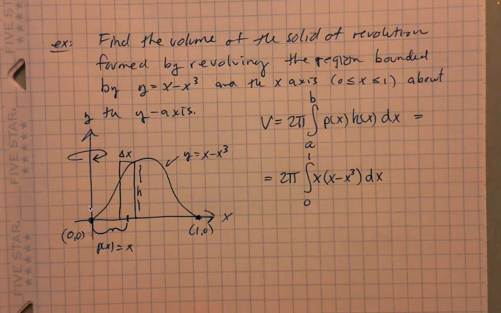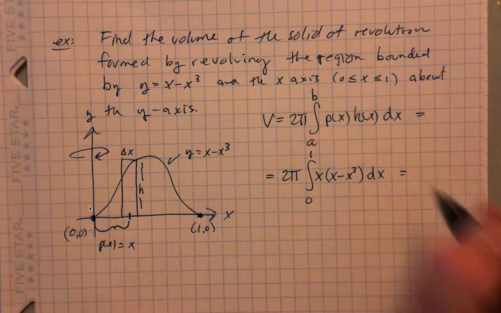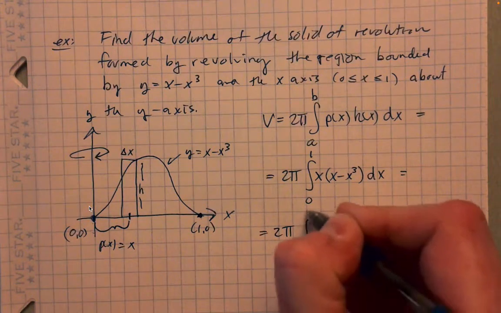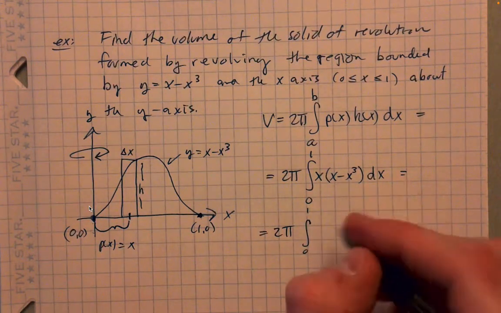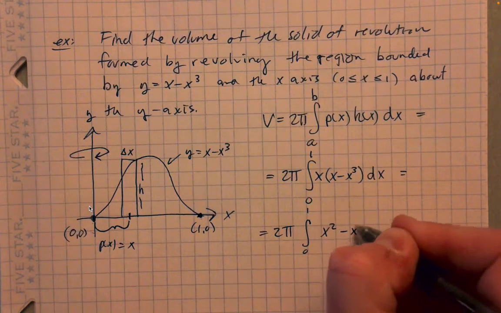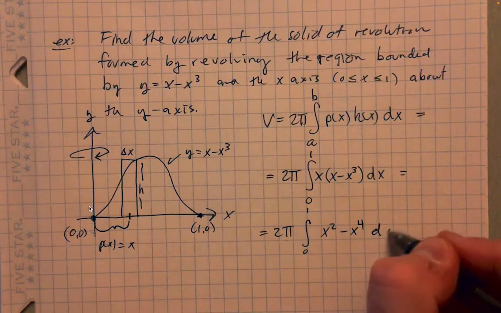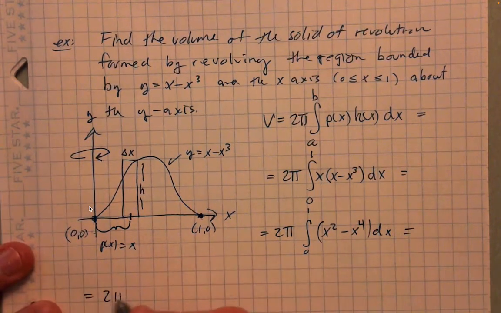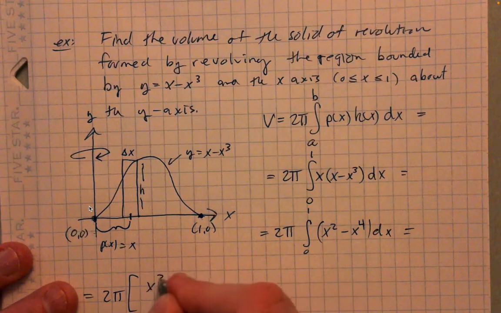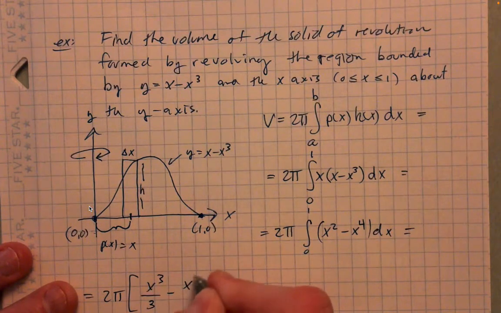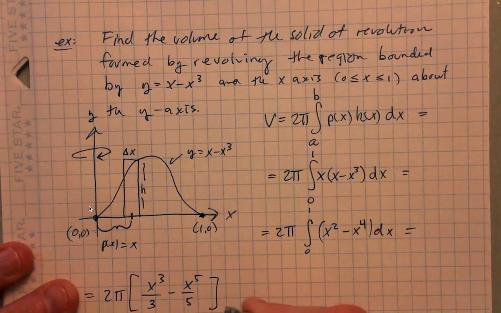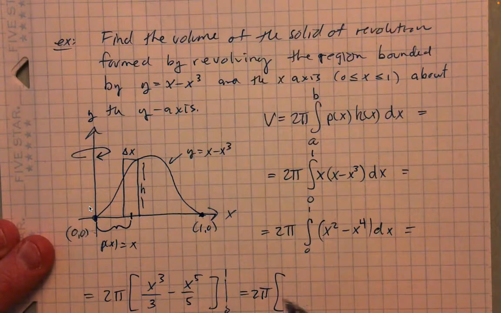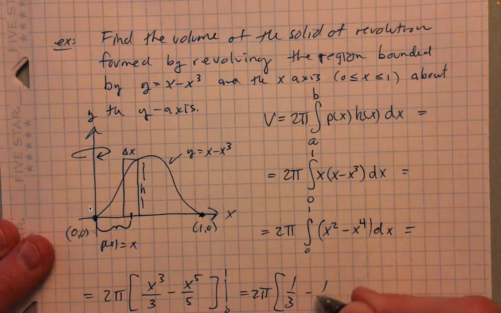So that's a very straightforward integrand to deal with, right? We can just do this quickly. I would recommend turning this into a polynomial, x squared minus x to the fourth power. And then the integral is just 2 pi times x to the third over 3 minus x to the fifth over 5, from 0 to 1. So what do we get? We get 2 pi times a third minus a fifth.